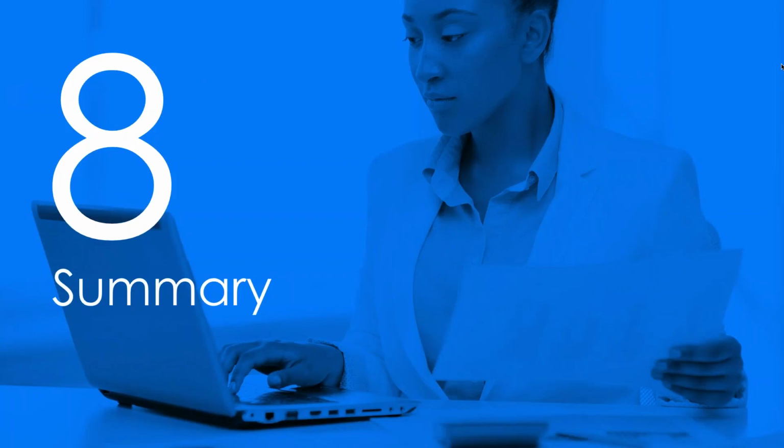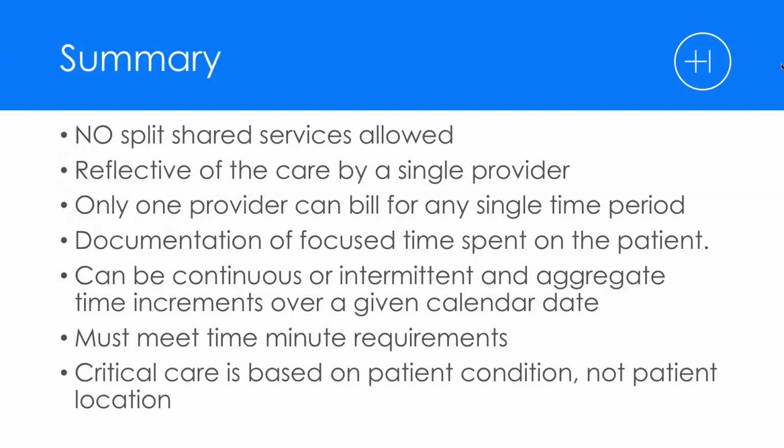So we're going to begin to think about wrapping things up. We'll summarize a little bit, have some time for questions, and hopefully this has answered most of those, but we'll try to cover any that you might have. As it relates to split shared, of course, split shared services are not allowed for critical care. It's reflective of the care of a single provider. Only one provider can bill for any single time period. Documentation of focused time spent on the patient can be continuous or intermittent in aggregate time increments over a given calendar date. It's got to meet the minimum time requirements. And critical care is based on the patient's condition, not the patient's location, right?